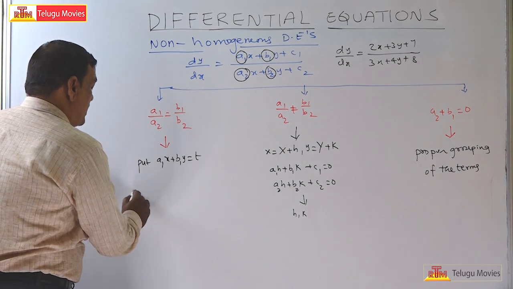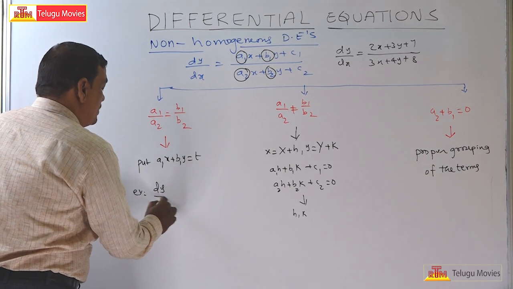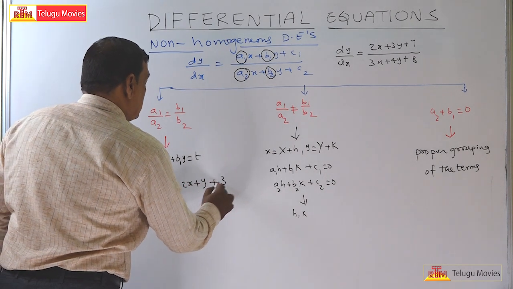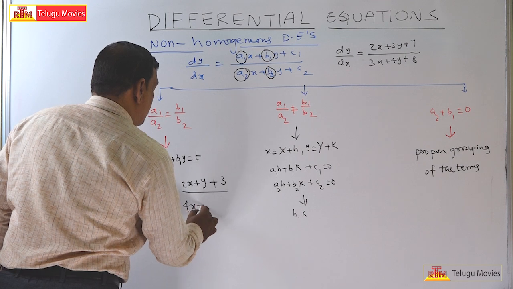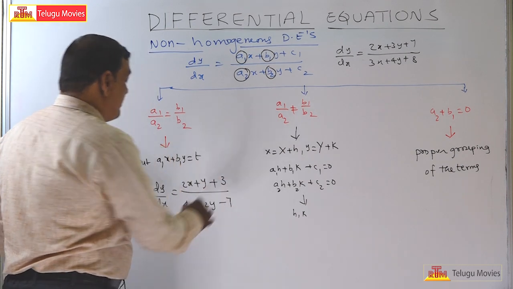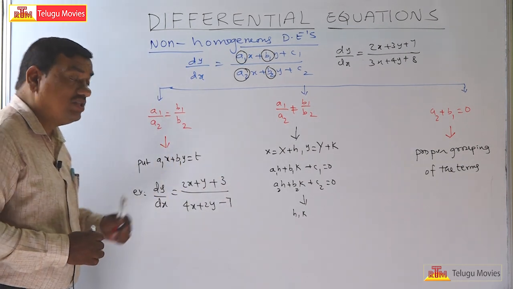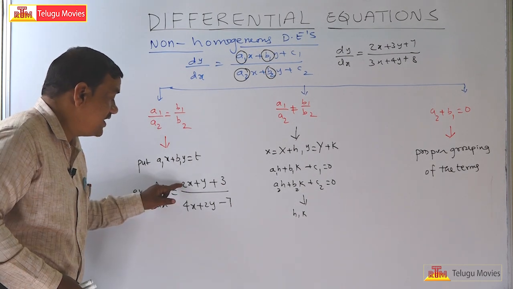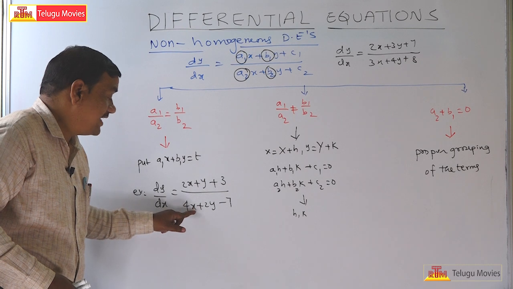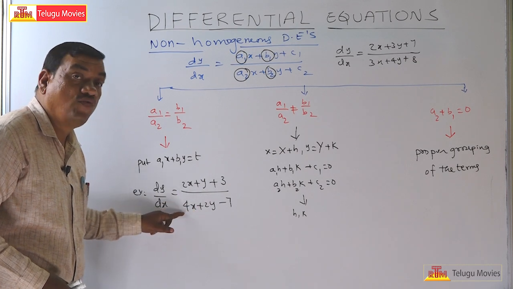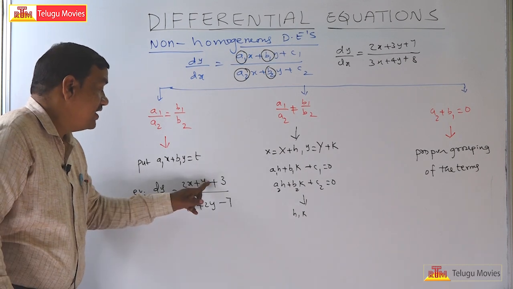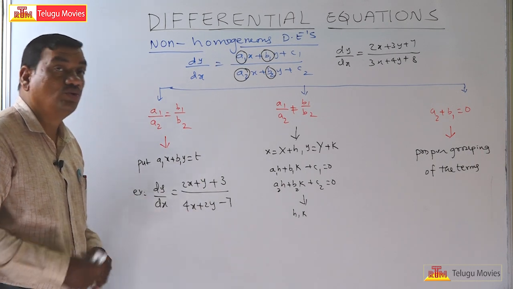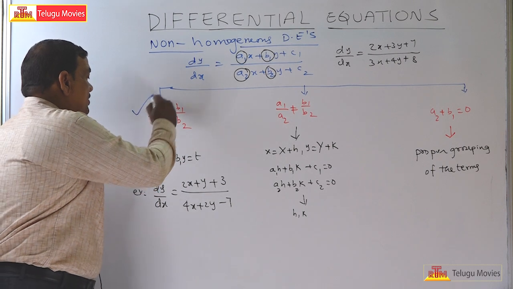Yes, I will take one example. For example, dy by dx is equal to 2x plus y plus 3 by 4x plus 2y minus 7. Now observe this non-homogeneous differential equation. The x coefficient is 2 and 4, so 2 by 4 is 1 by 2. The y coefficient is 1 and 2, so 1 by 2. So this comes under the first type.